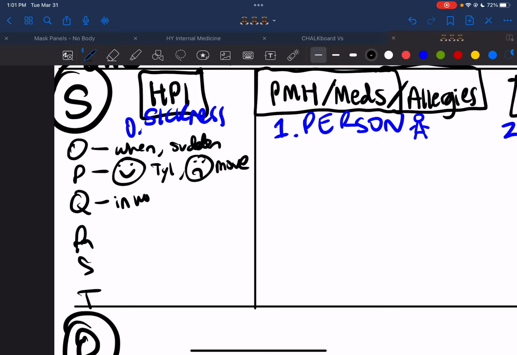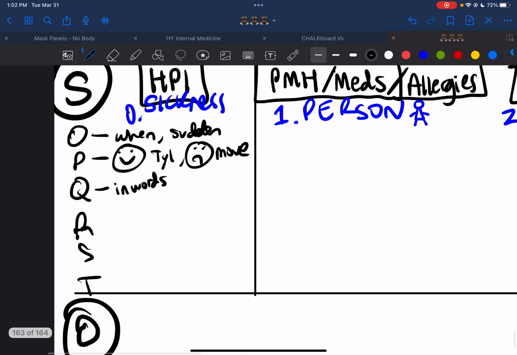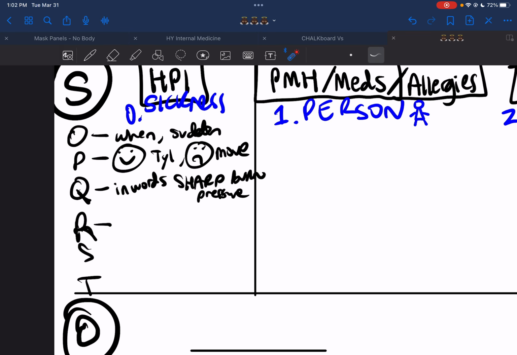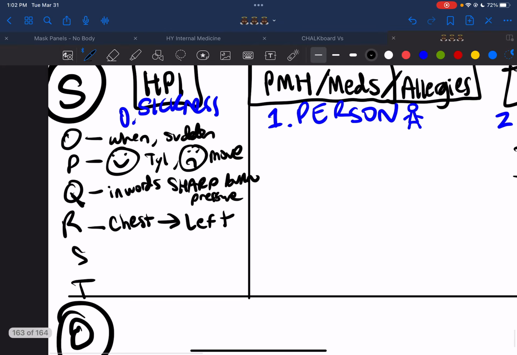Okay. Can you describe how the pain feels in words? That's what I asked them. In words. That usually makes sense to people without putting words in their mouth. And then they'll say, yeah, it's sharp, or it's burning, or it's like a pressure, or whatever. And then for radiation, O is for onset, P is for provocation, so making it worse, or palliative, making it better. Q is for quality, like how does it feel?